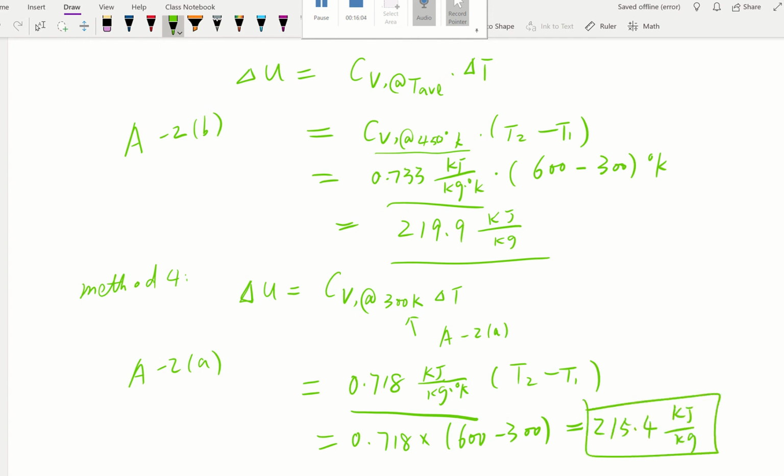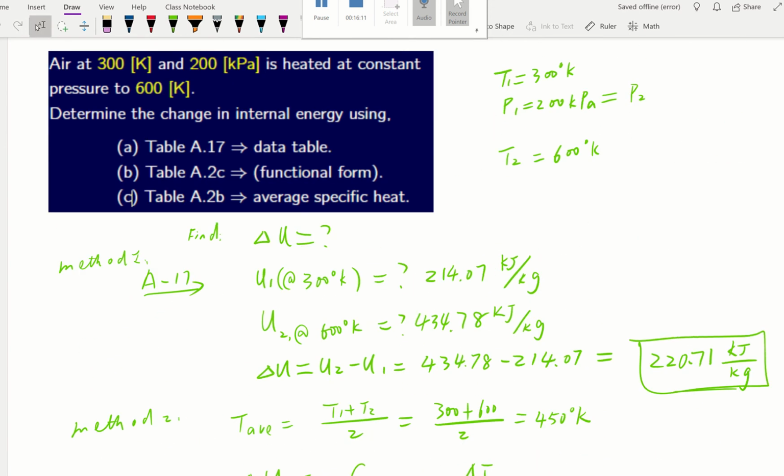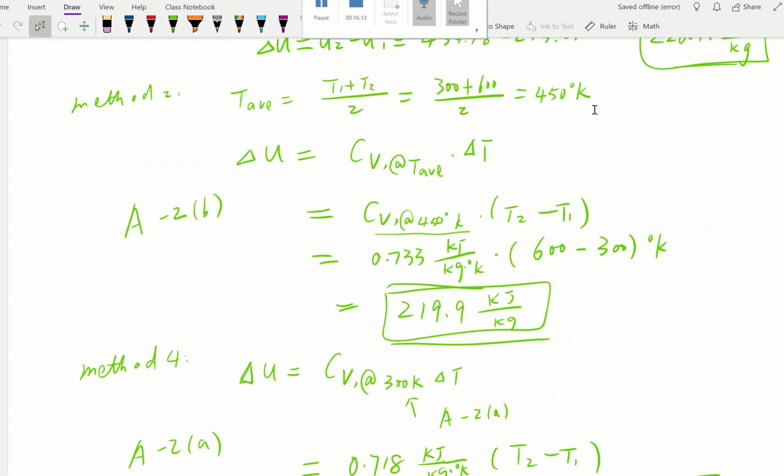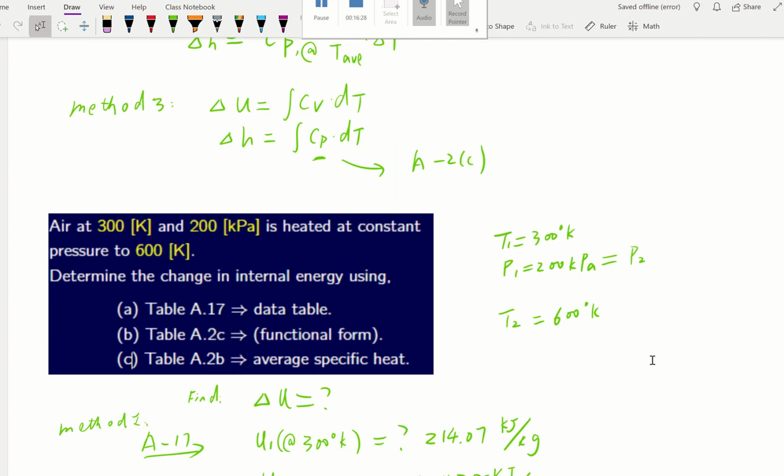Okay. All right. So if you compare these three answers, they are relatively similar, with method 1 being the most precise, method 2 being relatively precise, and method number 4 being just a rough estimate. So this problem is trying to determine internal energy.